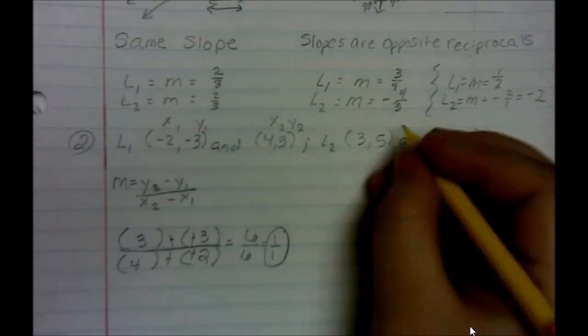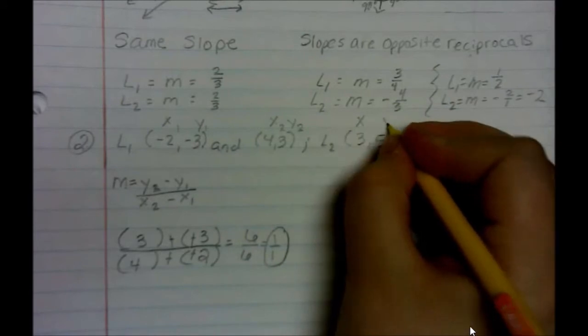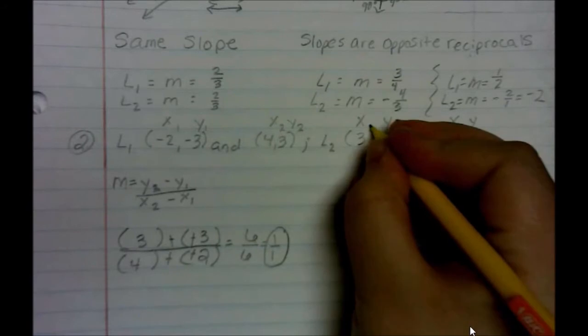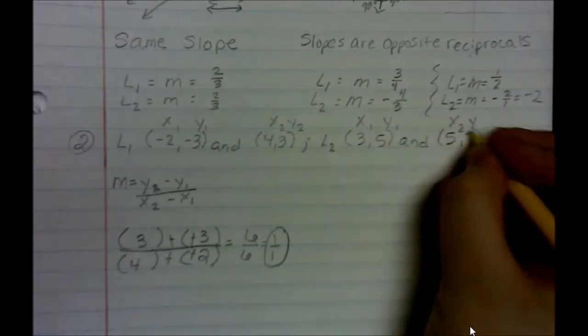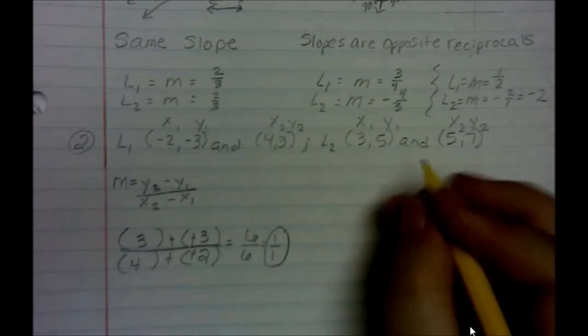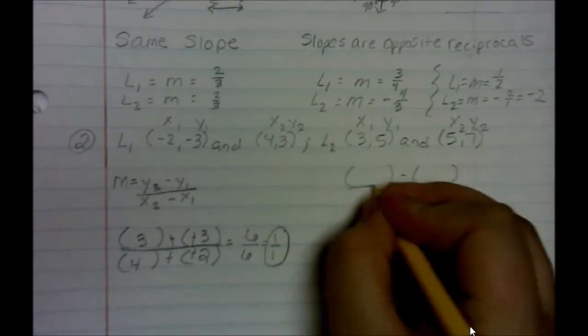So now I've got the same thing. I've got 2 ordered pairs, so I'm going to label them and use the same formula. This is my first ordered pair, and this is my second ordered pair. So I'm going to plug this into my sets of parentheses.